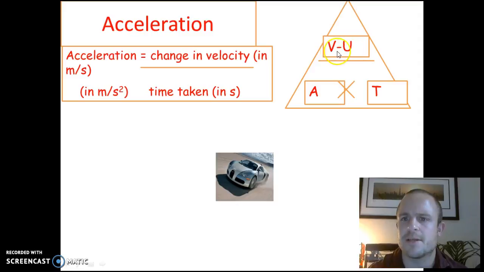This time I've got v minus u. Now v minus u, you might be thinking, what is v, what is u? Well, v is our final speed and u is our initial speed. Let me give you an example.